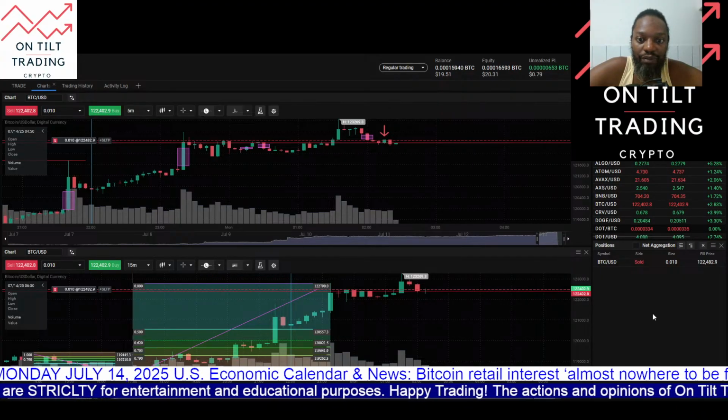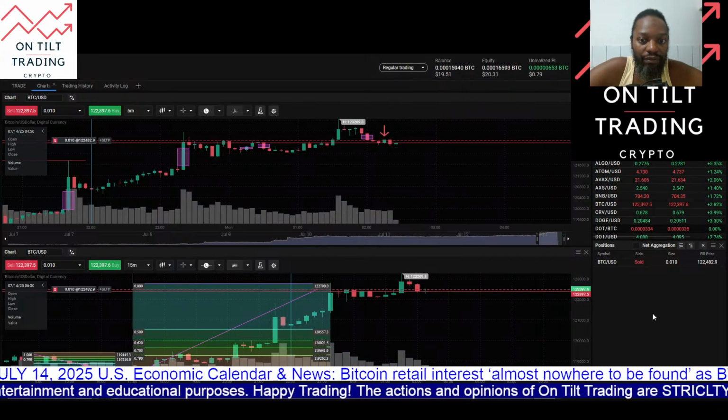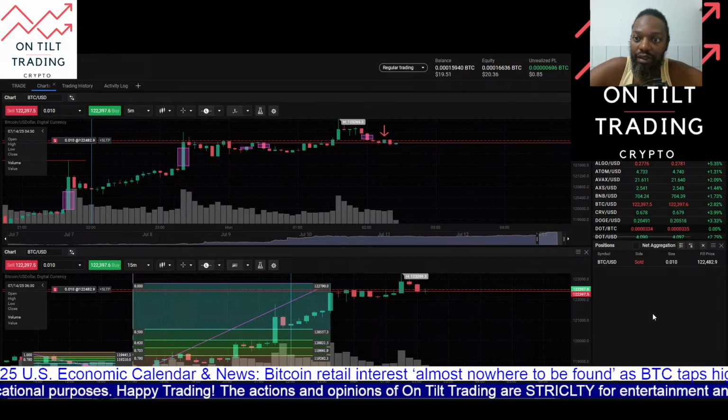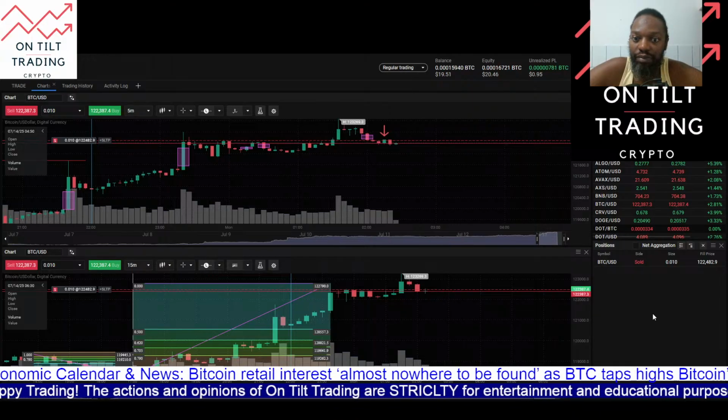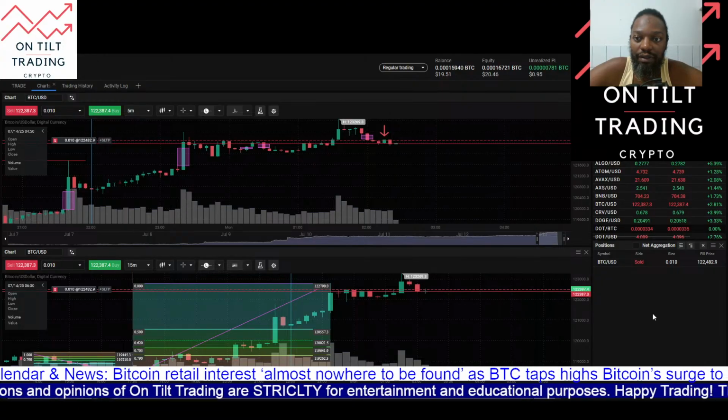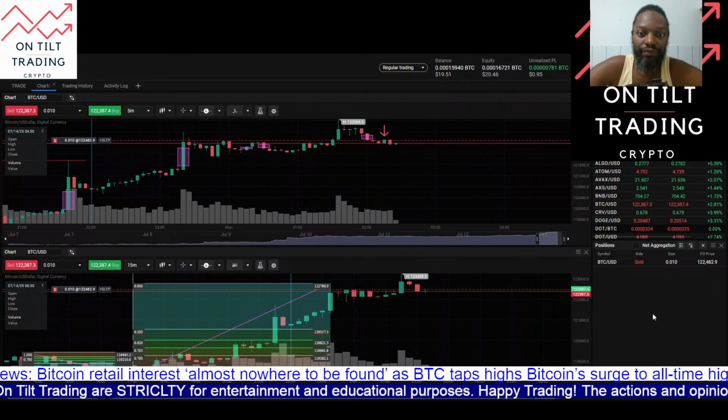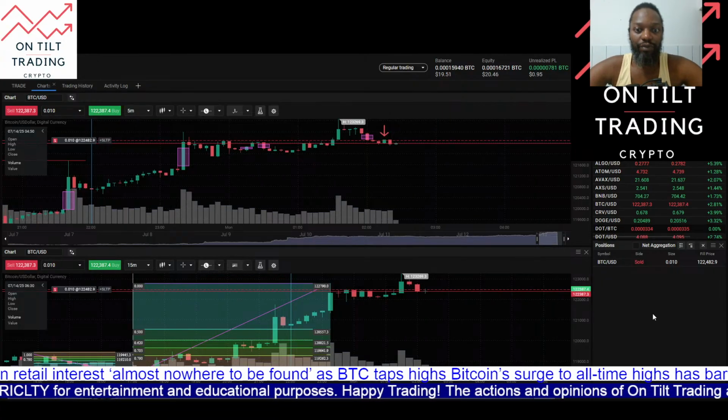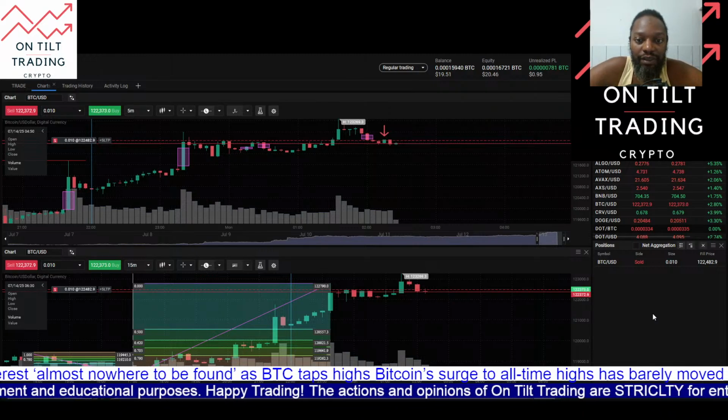So I'm going to let this trade play out. Hopefully all goes well and get to take profit here. But if not, I'm comfortable with everything getting into this position.